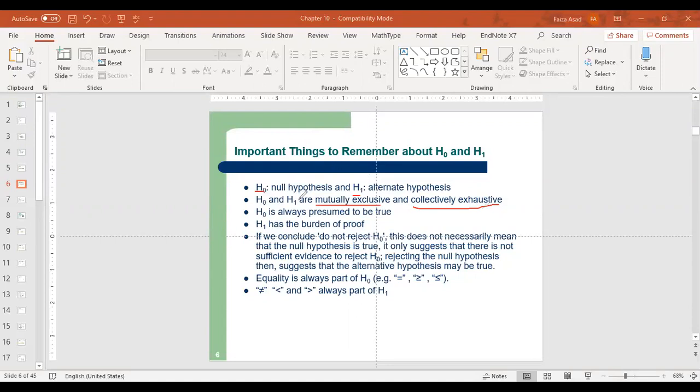H0 and H1 are following the same scenario as the scenario of event A and A complement. These two events are exactly opposite to each other. H0 is always presumed to be true, so we always suppose that H0 will be true. H1 has the burden of proof. So the burden of proof actually encompasses two separate ideas.